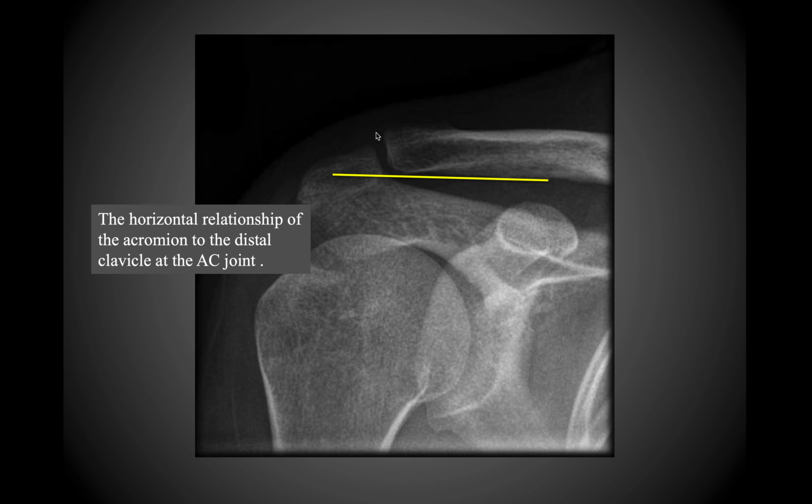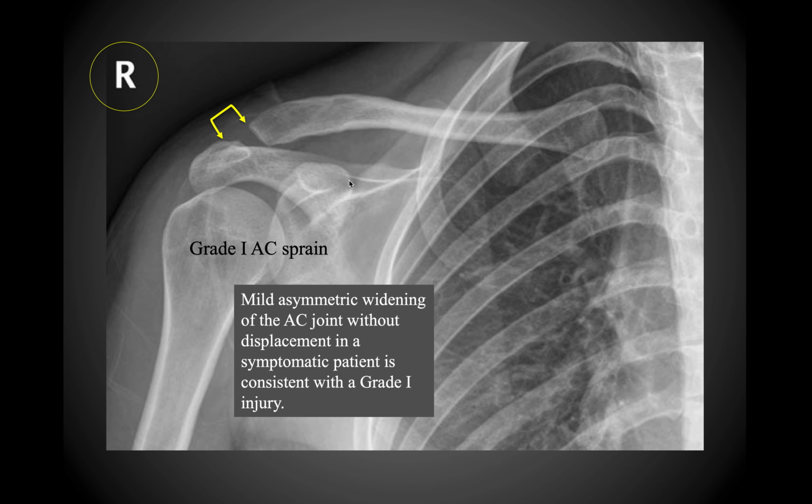Also note the horizontal relationship on an AP view of the shoulder. So the acromion process and the clavicle are in sort of the same horizontal plane with each other. And if they're in a different plane from each other, that's indicative of an AC joint dislocation.